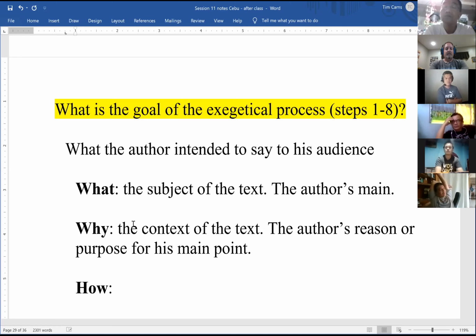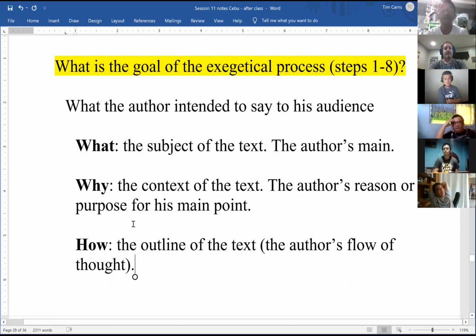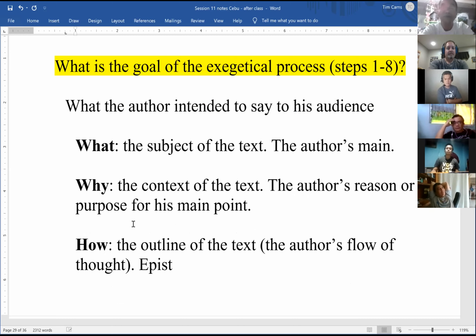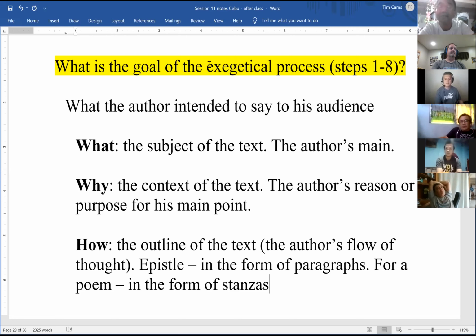And then the last is we call it the how. And that is simply just the outline of the text. That's the author's flow of thought. Okay? And for an epistle, that is in the form of paragraphs. For a poem, it's in the form of what? What are the units of thought in a poem? What do we call those? Stanzas. Okay. So the outline of the passage, in a poem, is the stanzas.